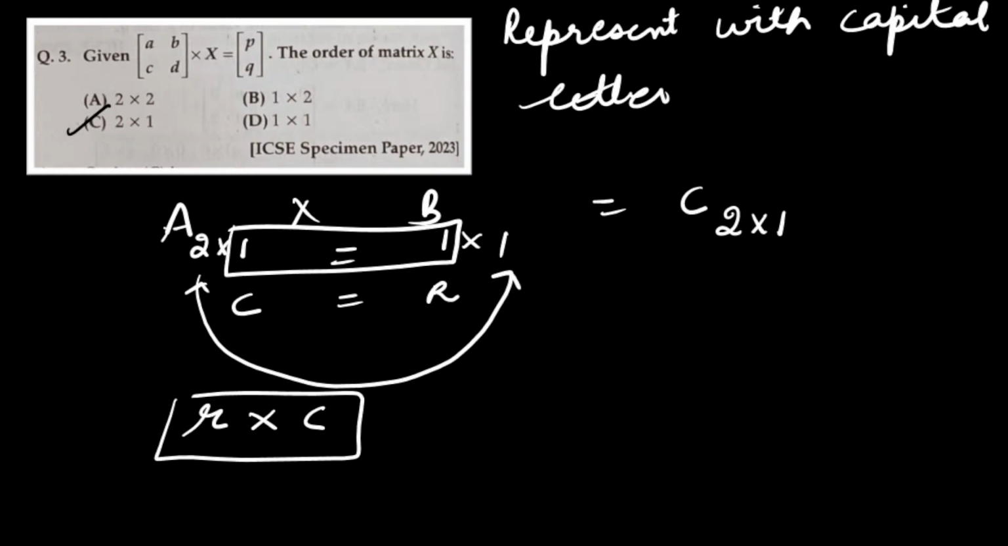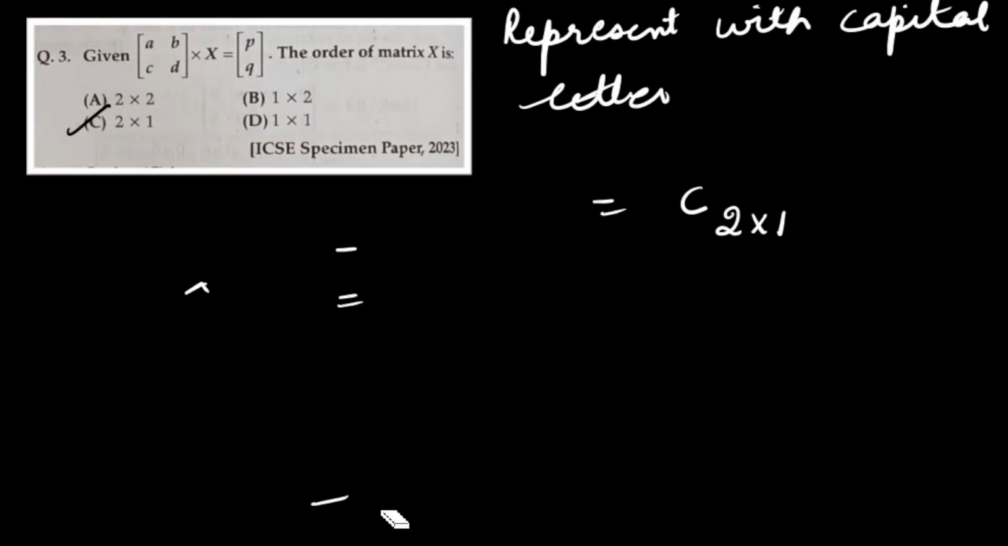Is this thing clear, what I am trying to say here? Someone has asked a doubt on question number 3. Have you understood the concept? If you have to multiply two matrices, the columns of the first matrix should be equal to the rows of the second matrix, and also the order of the resultant matrix is equal to the rows of the first matrix into the columns of the second matrix. So this concept we have used here.